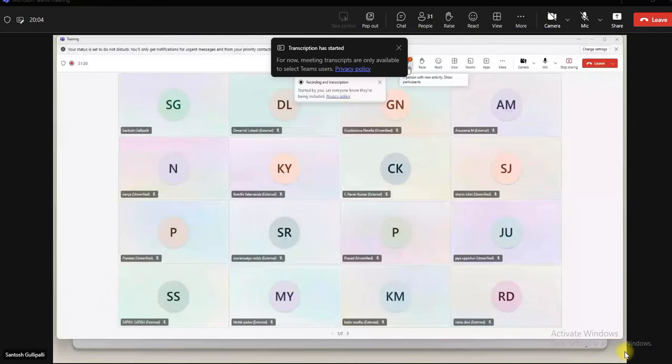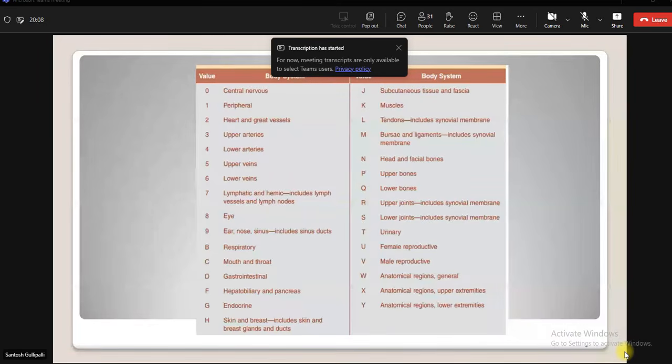For example, the patient was admitted for kidney stones, so the physician removed the kidney stones. The first character, section, is medical and surgical section, so the character value is 0. The second one, body system: which body system is the kidney? Urinary tract. Yes, the kidney is under the urinary tract, so the second character value is T.